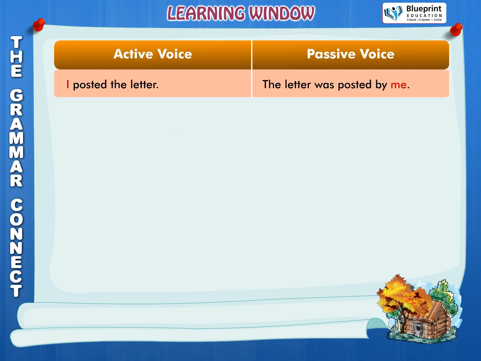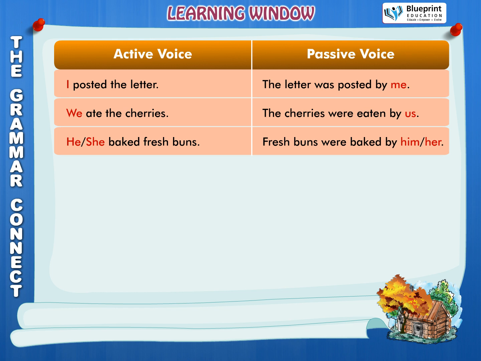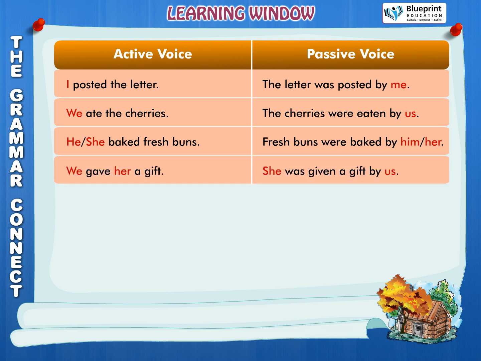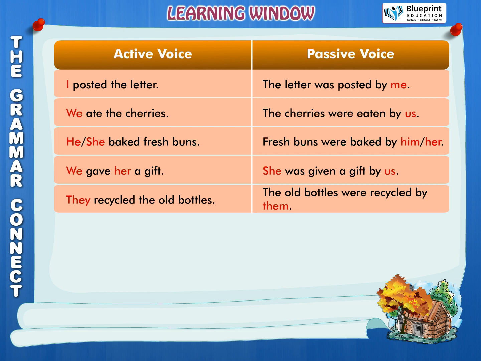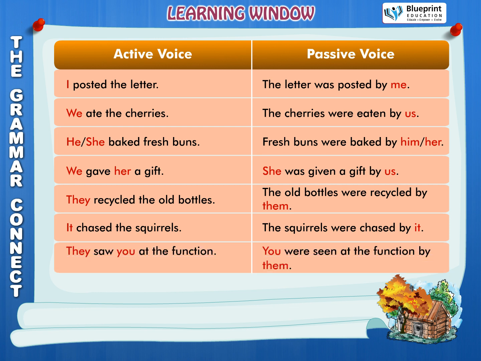Examples: active voice, I posted the letter. Passive voice, the letter was posted by me. We ate the cherries. The cherries were eaten by us. He or she baked fresh buns. Fresh buns were baked by him or her. We gave her a gift. She was given a gift by us. They recycled the old bottles. The old bottles were recycled by them. It chased the squirrels. The squirrels were chased by it. They saw you at the function. You were seen at the function by them.